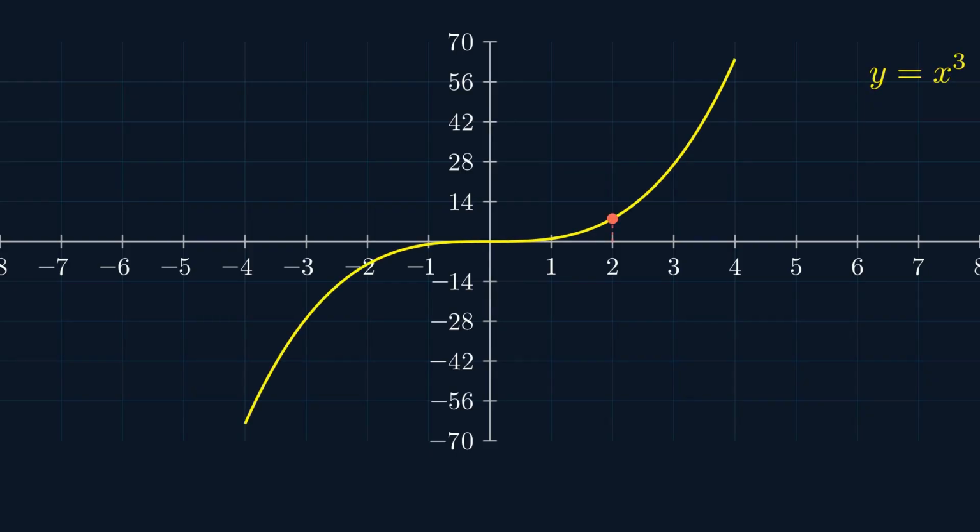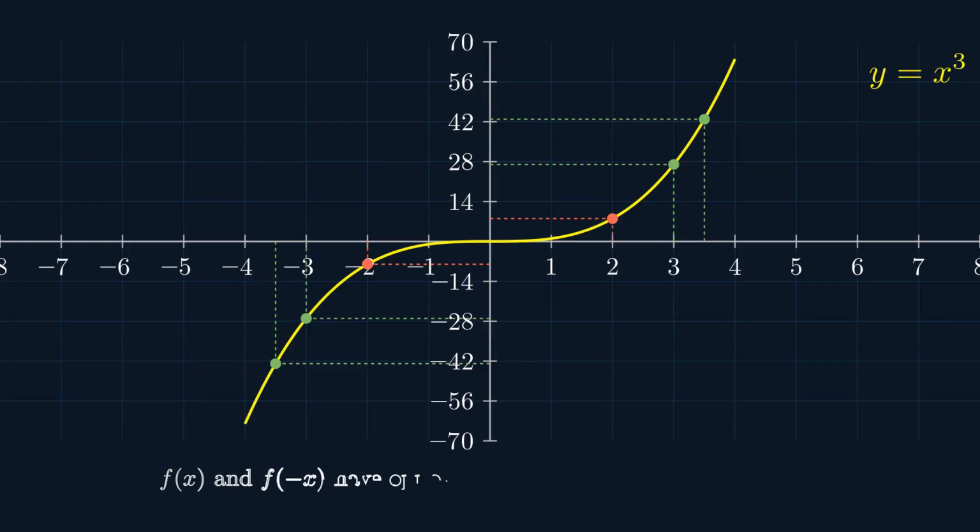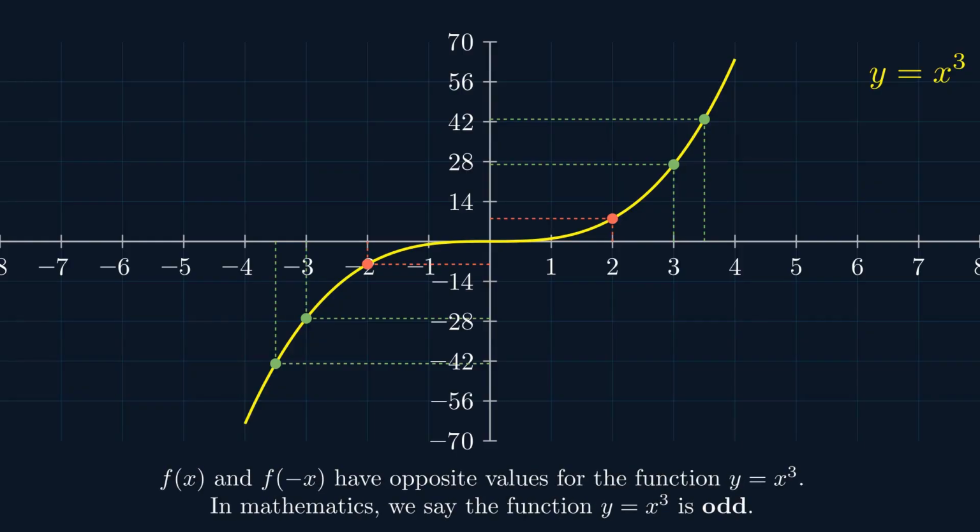Now let's have a look at another function. You could do the same experiment for every x value in the definition domain, and the relation negative f(x) equals f(negative x) will remain true for this function. So as opposed to the function y equals x squared, we say that the function y equals 1 over x is an odd function.